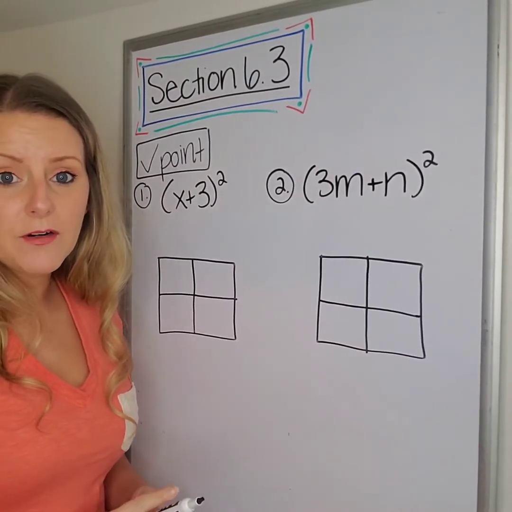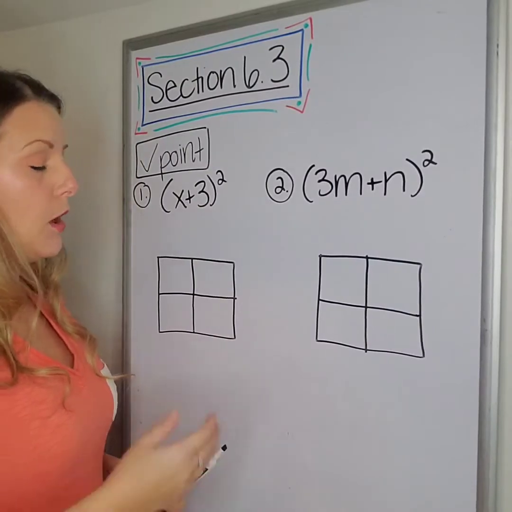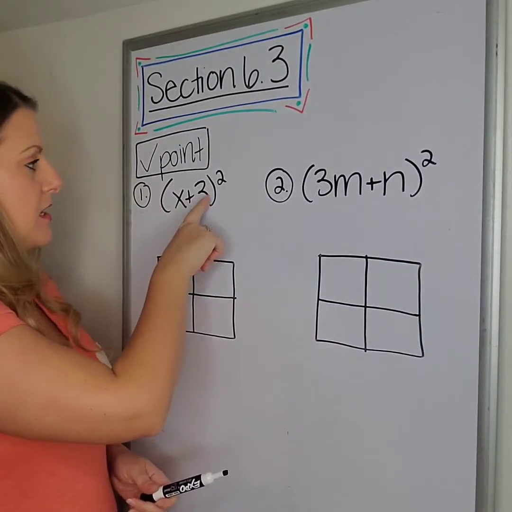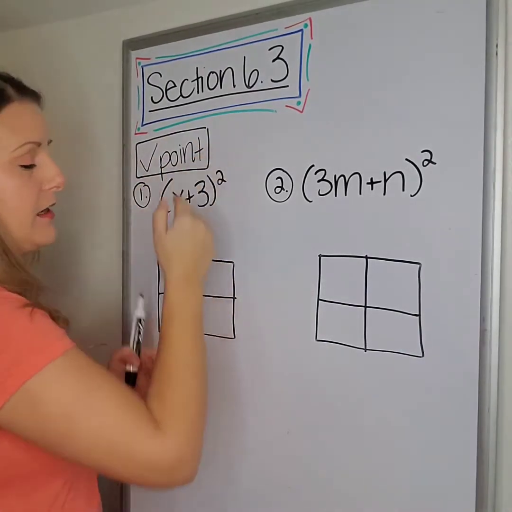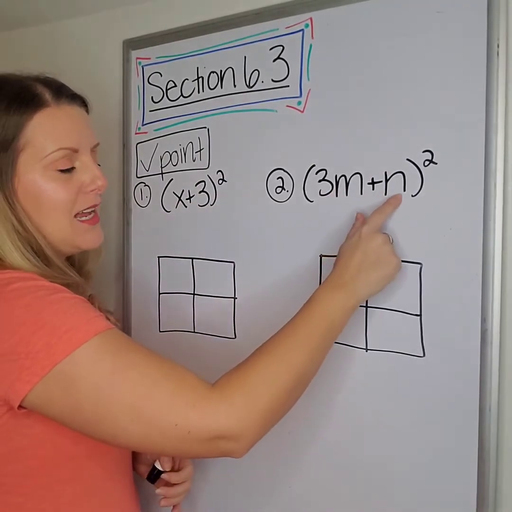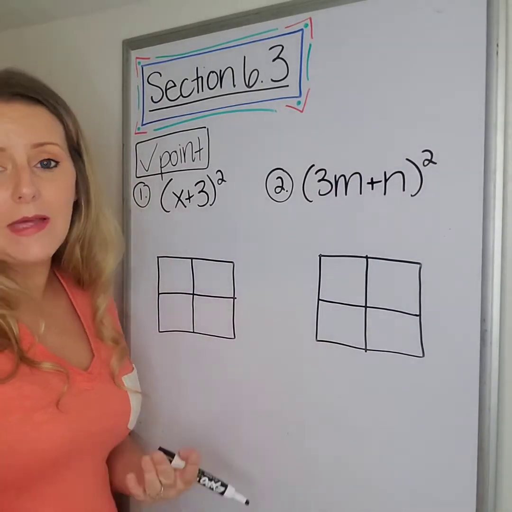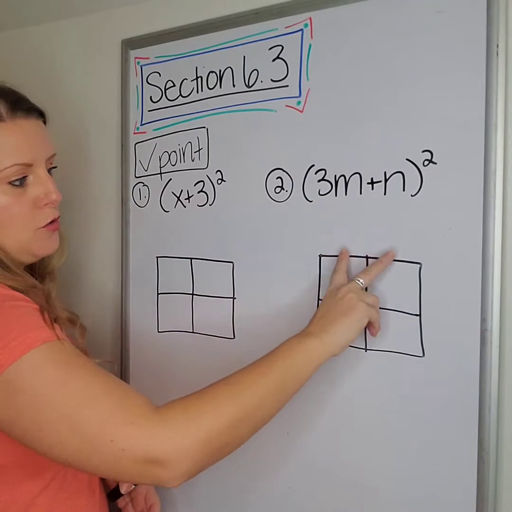Okay, so now we're back for a checkpoint. So this time you're probably going to want to pause the video and write these down. We've got x plus 3 quantity squared. That's how we say that. Quantity, meaning the whole quantity is squared, not just the 3. And then 3m plus n quantity squared. Okay, the whole thing is squared. And that just means do it twice. So we've got a 2 by 2 box and we've got a 2 by 2 box.